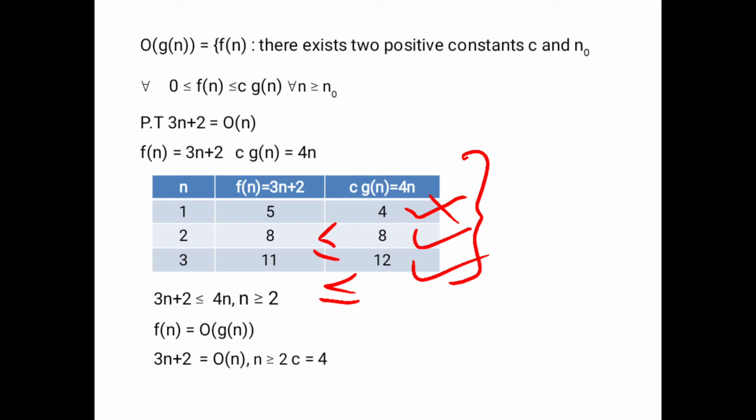So f of n equals big O of g of n because the condition is satisfied. So we can write f of n equals big O of g of n, that is, 3n plus 2 equals big O of n, for n greater than or equal to 2, because that is the n naught value. Two conditions are satisfied, and the constant value is 4. So this is big O notation.